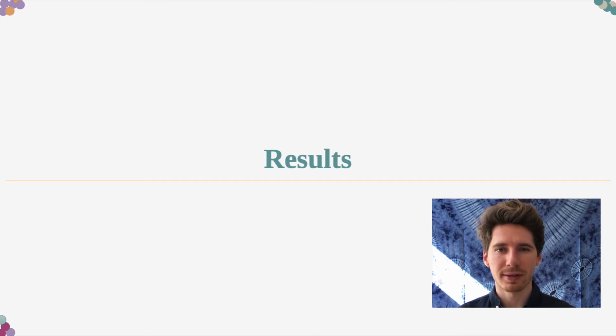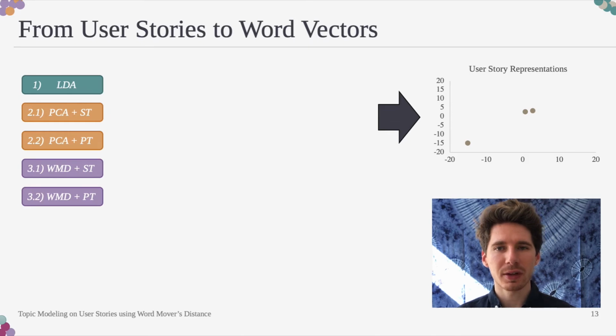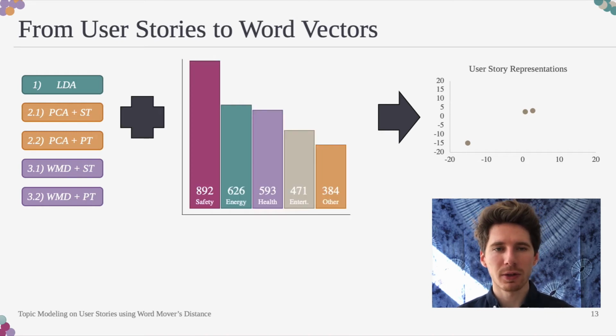Let's have a look at our results. Each of our approaches associates a requirement sentence with a word vector. To somehow verify our findings, we then also use the application domains and relate these to the plotted sentences. As you can see from the distribution, we expect a large cluster of safety requirements to appear and two almost equal clusters of energy and health domains. And with the other category, we expect this to appear as noise in the data.